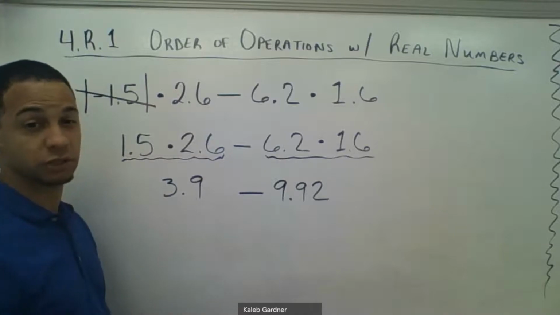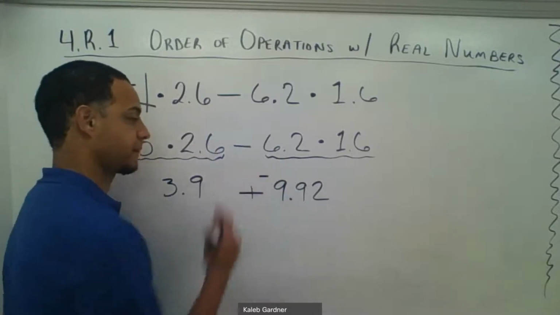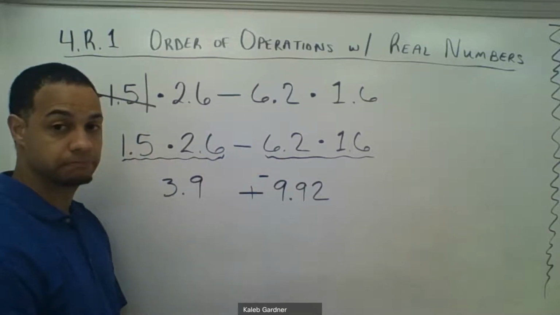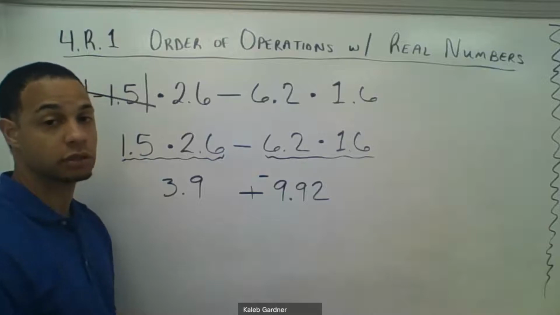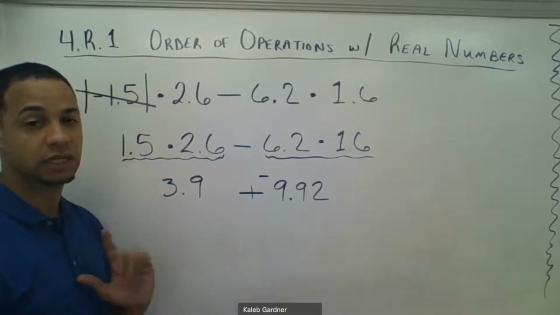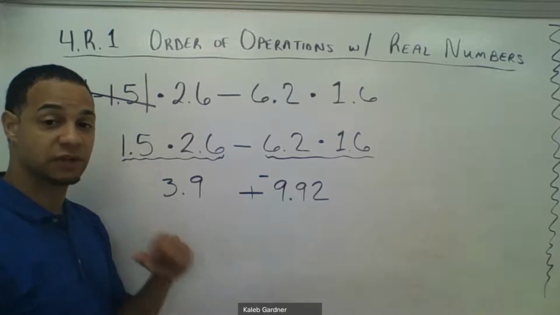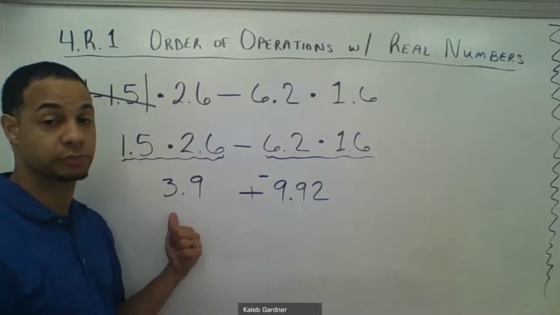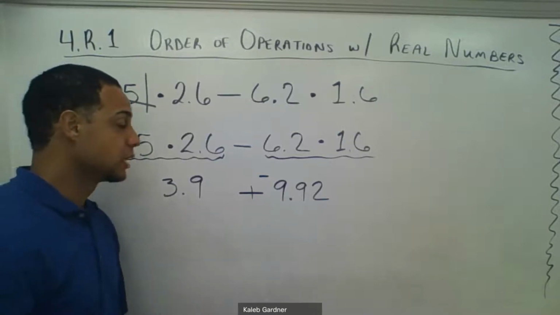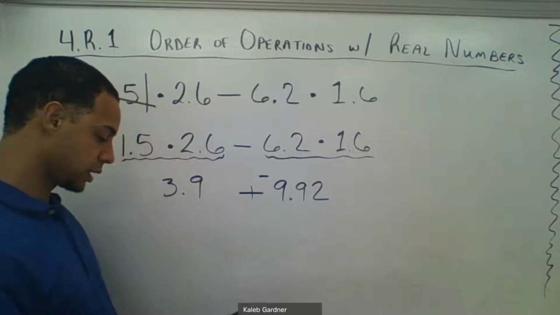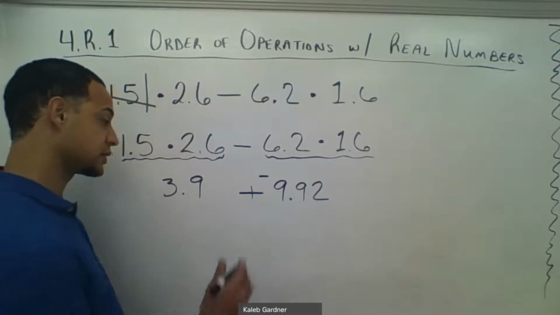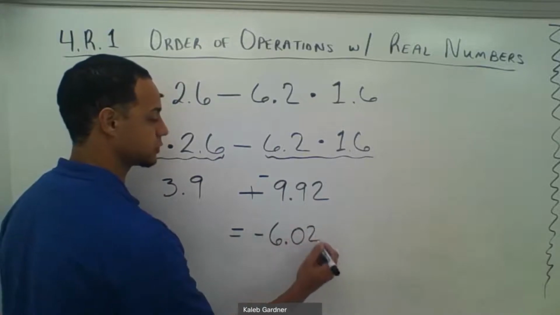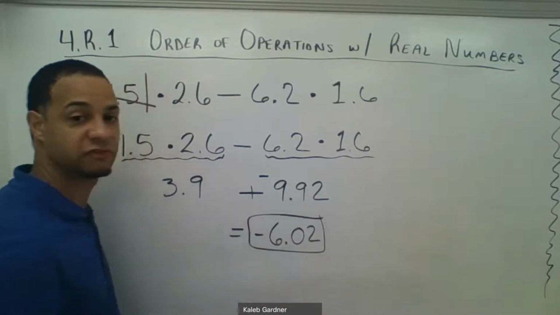We need to do our subtraction again. When we're adding opposite signs, we subtract and then keep the sign of the larger. Larger is a bad word, so don't use that, I'm sorry. That's the way we used to say it. Keep the sign of the number further from 0. 9 point anything is further from 0 than 3 point anything is. So let's subtract 3.9 minus 9.92, and we get our final answer of negative 6.02. Final answer.